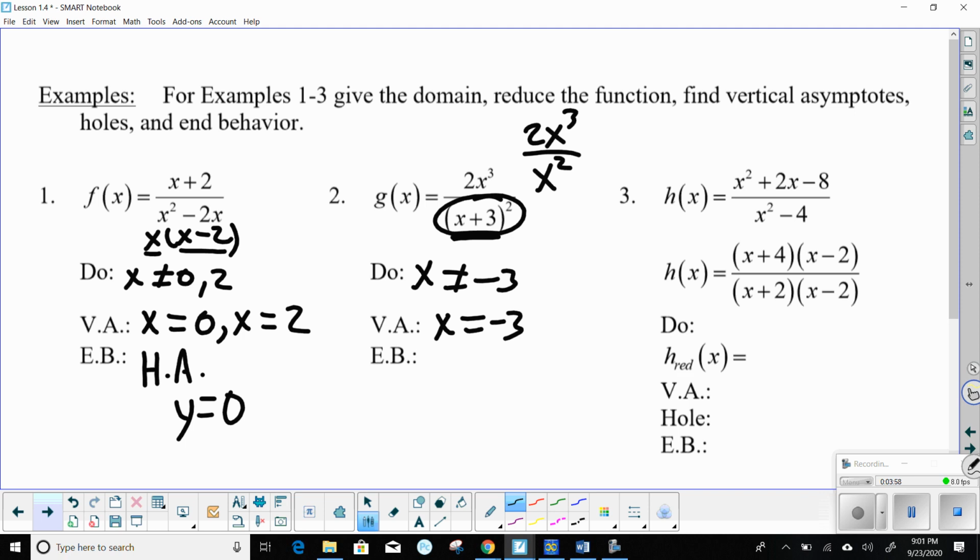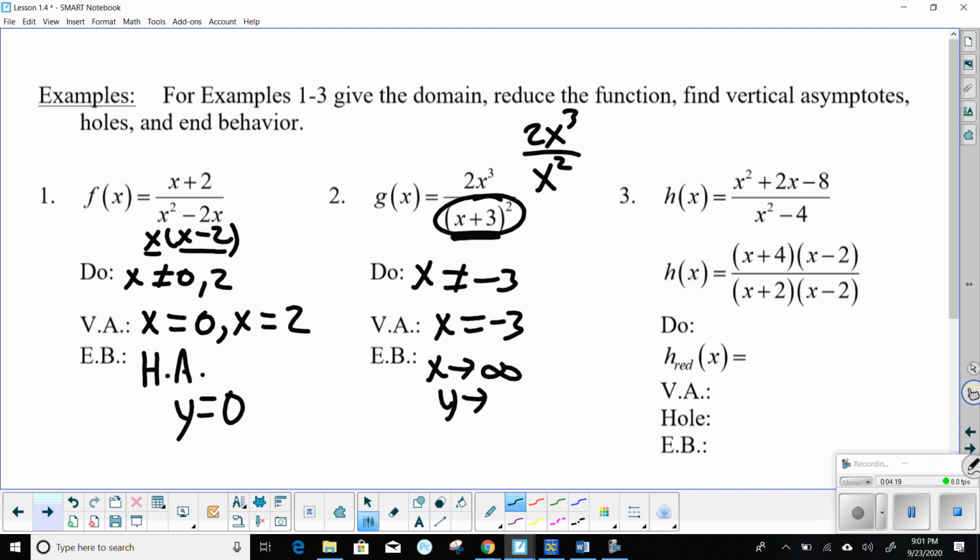Okay, compare the degree. The top is bigger than the bottom. What that means is the top's going to overwhelm it. So this one does not have a horizontal asymptote. It just keeps getting bigger. So to do end behavior, we can't write it as a horizontal asymptote, but we can do this. We can say as x goes to infinity, y goes to.